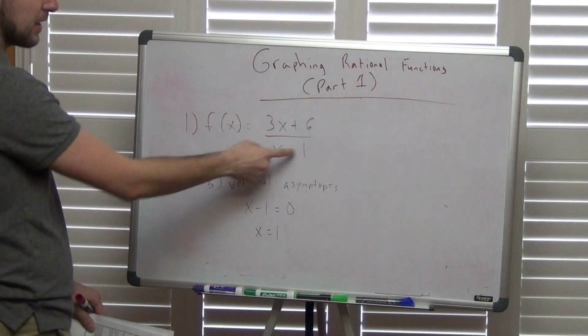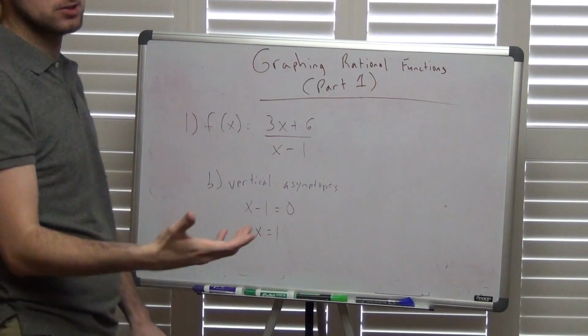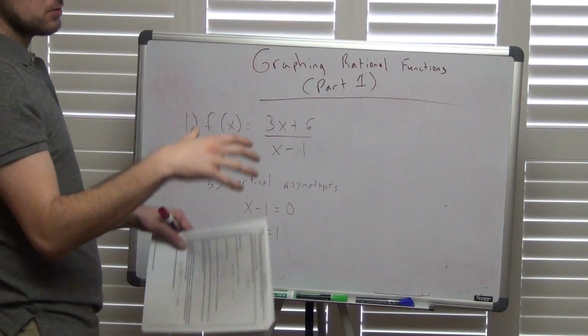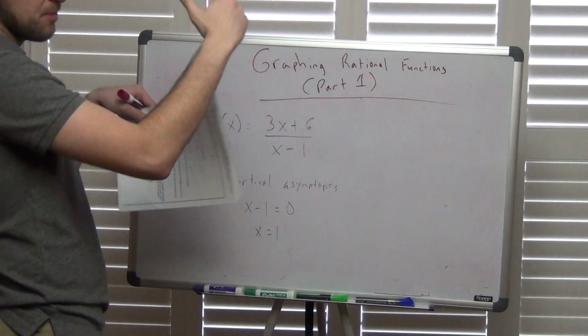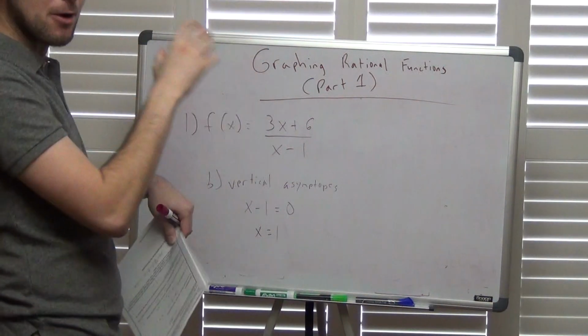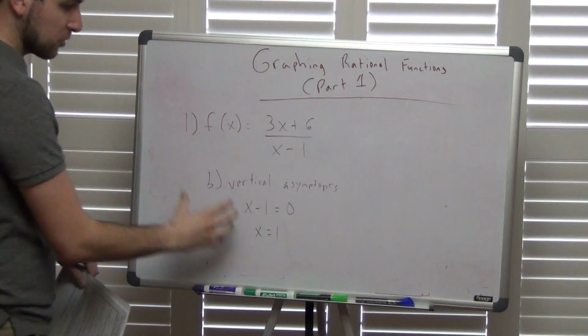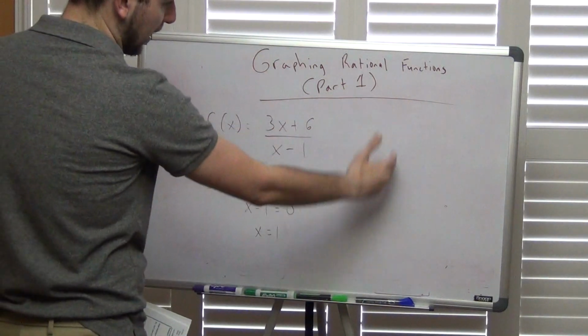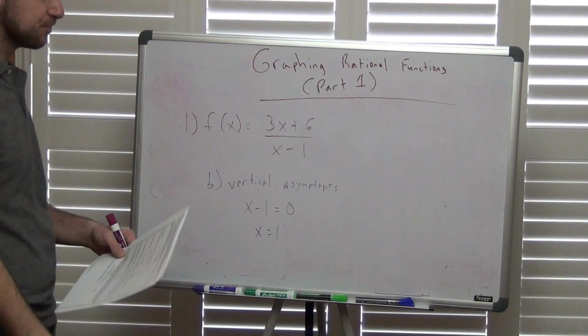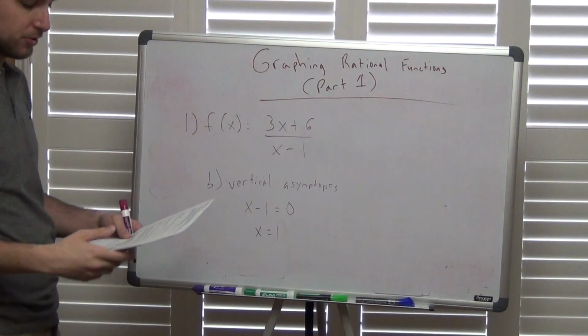Because again, 1 cannot be an answer here. 1 is where this function is undefined. This function will never be defined at x equals 1. So these curves will never go past x equals 1. X equals 1 is almost like a barrier to those curves. So my vertical asymptote, which would be going this way, is x equals 1. All right, so that's how you find the vertical asymptote. Set the denominator equal to 0.